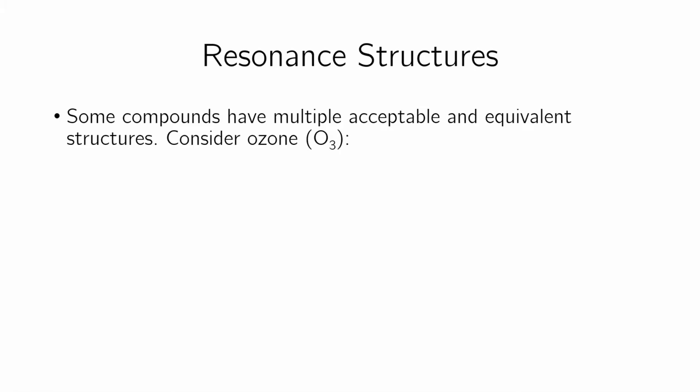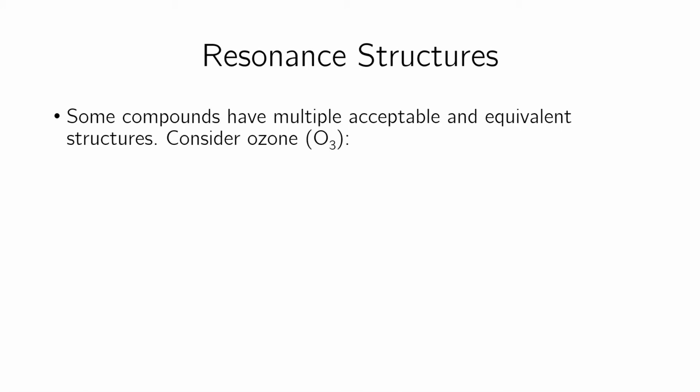Continuing, I want to discuss resonance structures. This is something you're going to see much more in organic chemistry if you take it, but it's something interesting that happens. Sometimes you have compounds that have multiple acceptable and equivalent structures, and if you do the formal charges on them, it is going to be the same for all of them. So let's look at ozone.